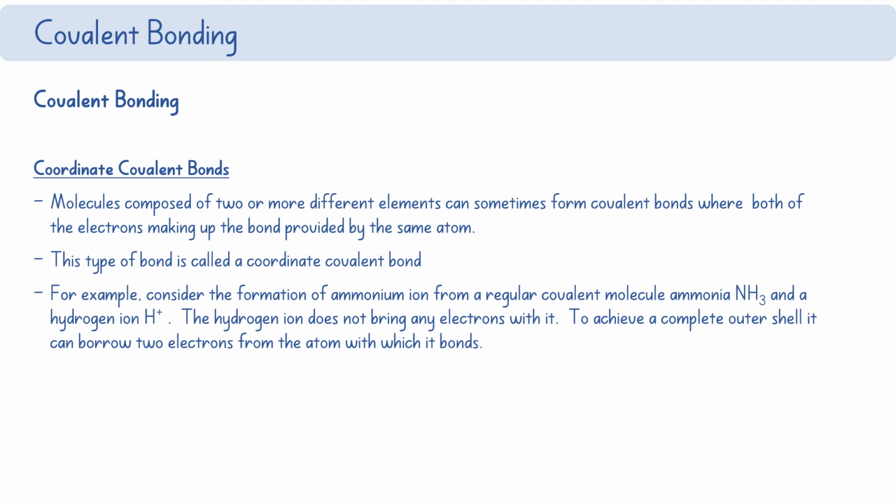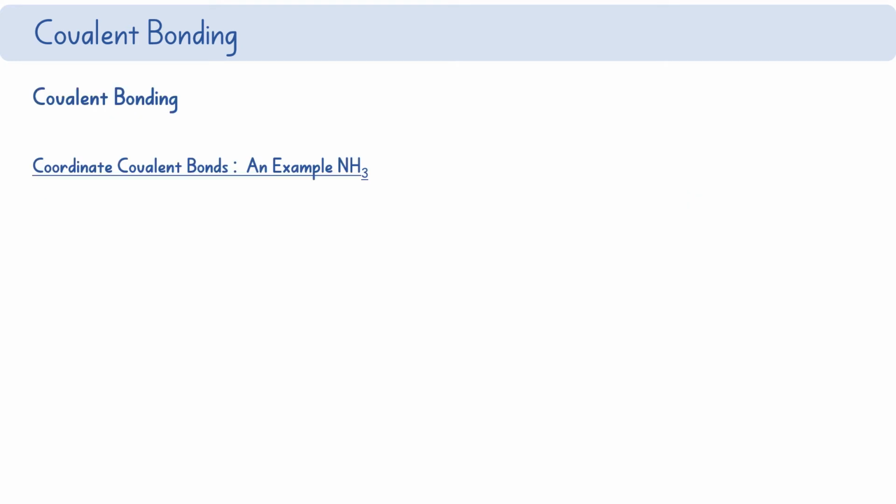The hydrogen ion does not bring any electrons with it. So to achieve a complete outer shell, hydrogen can borrow 2 electrons from the atom with which it bonds. Let's see what this would look like. So let's use NH3 as our example to illustrate coordinate covalent bonding.